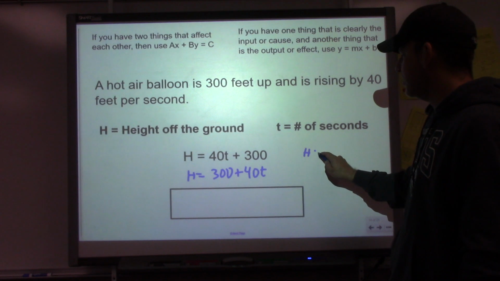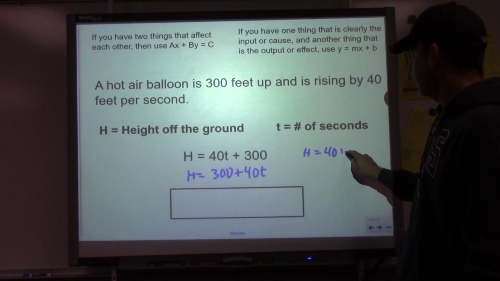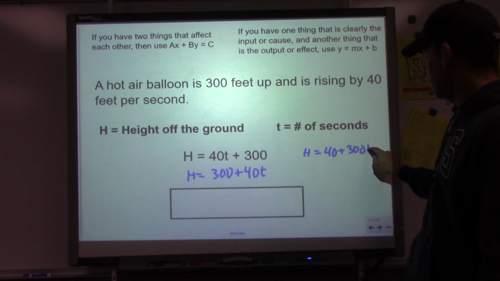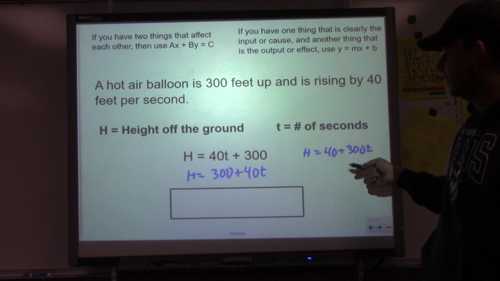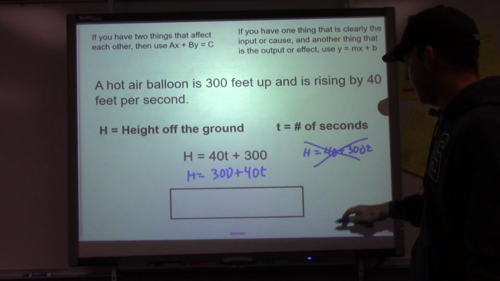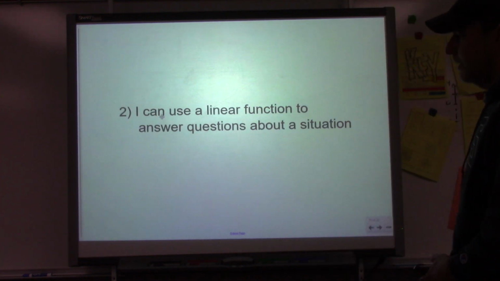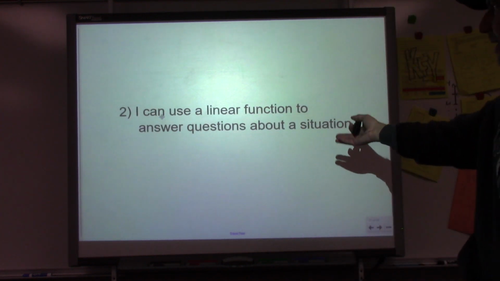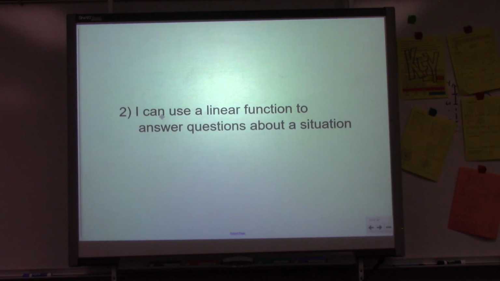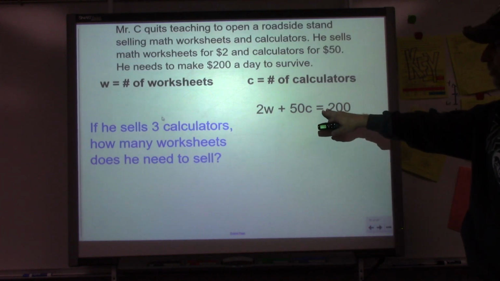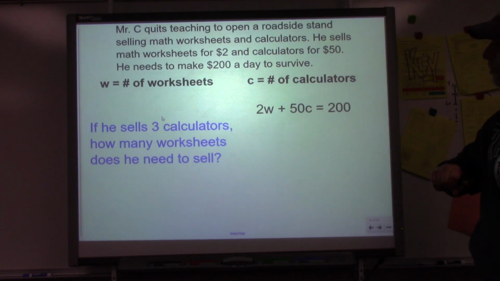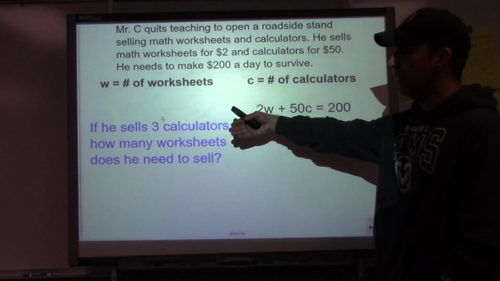If you wrote H is equal to 40 plus 300t, you got a hot air balloon that's going up way faster. It's going up 300 feet per second or something like that, so you can't do that one. All right, let's get into the second half of it, and that's how we use those things to answer questions about a situation. So you've got your function right here, 2w plus 50c is equal to 200, and then I ask you a follow-up question about it.